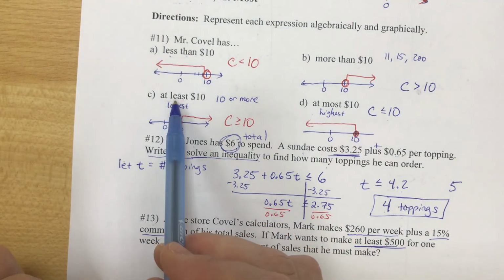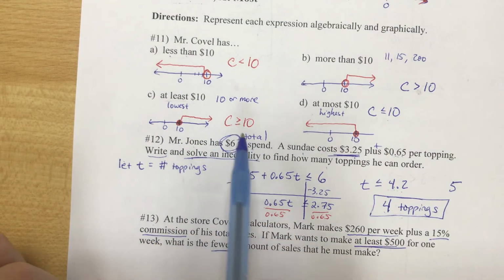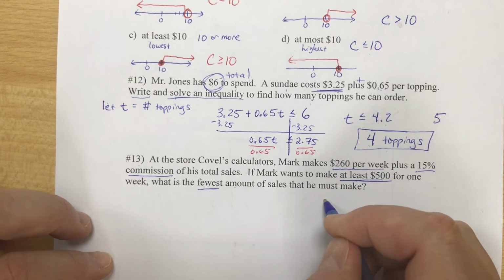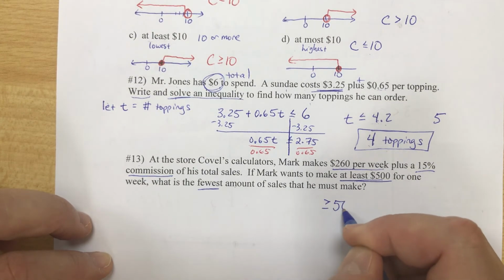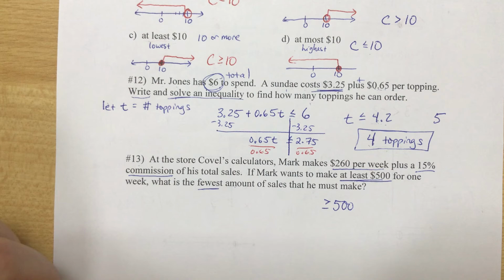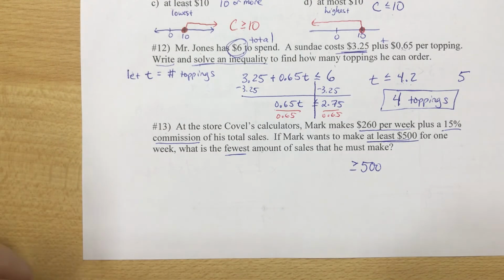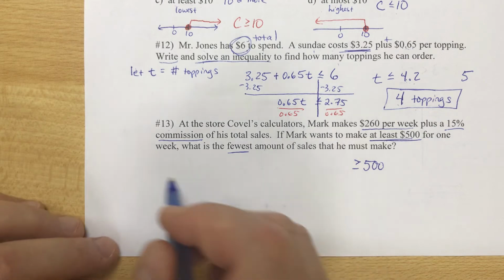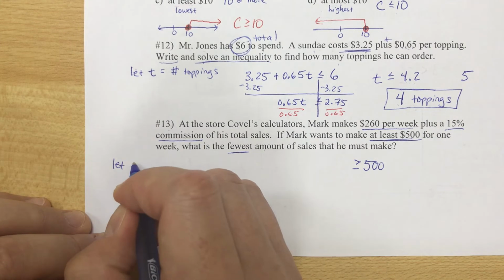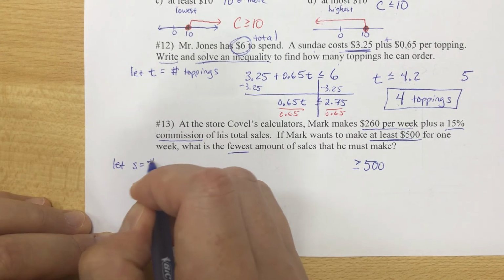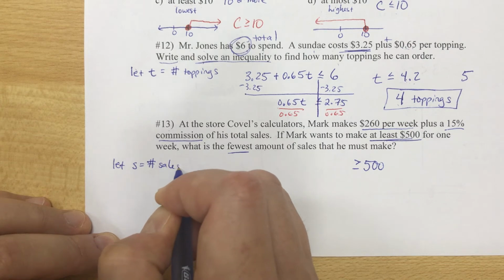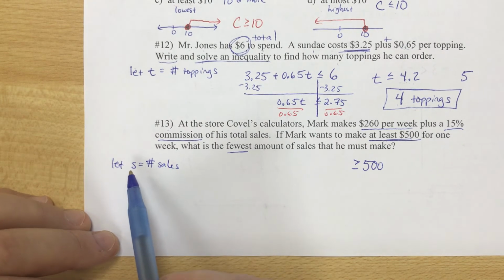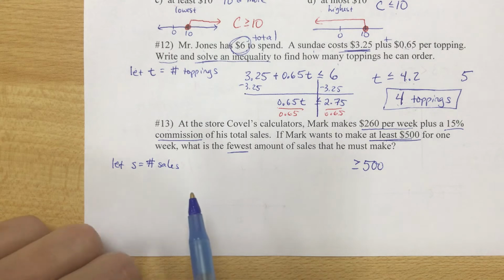He wants to make at least $500. At least is greater than or equal to. So we want to make at least $500. That's going to be the right side of the inequality. So what's the fewest amount of sales that he must make? So let's say let S equal the number of sales. I will try to write this very clearly so that it doesn't look like a 5.